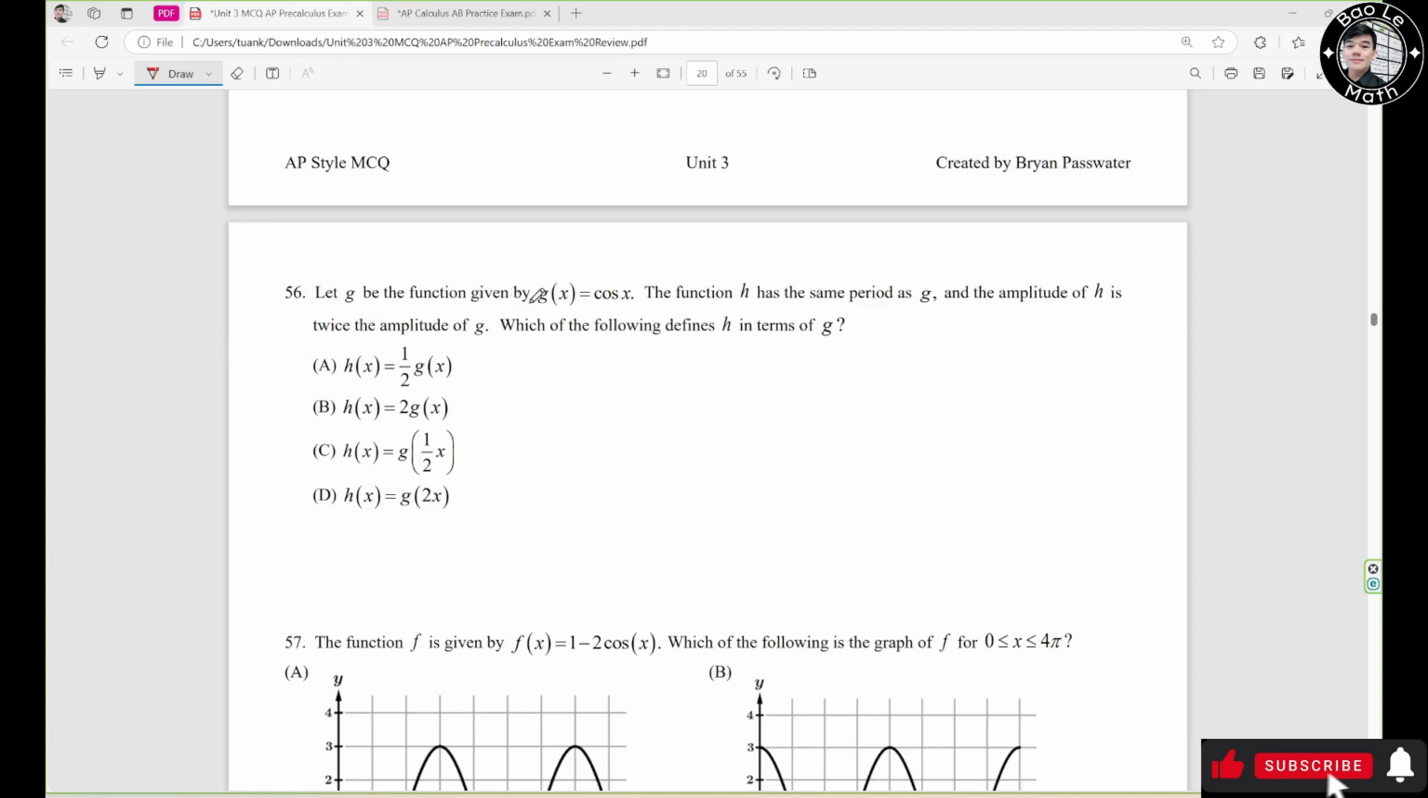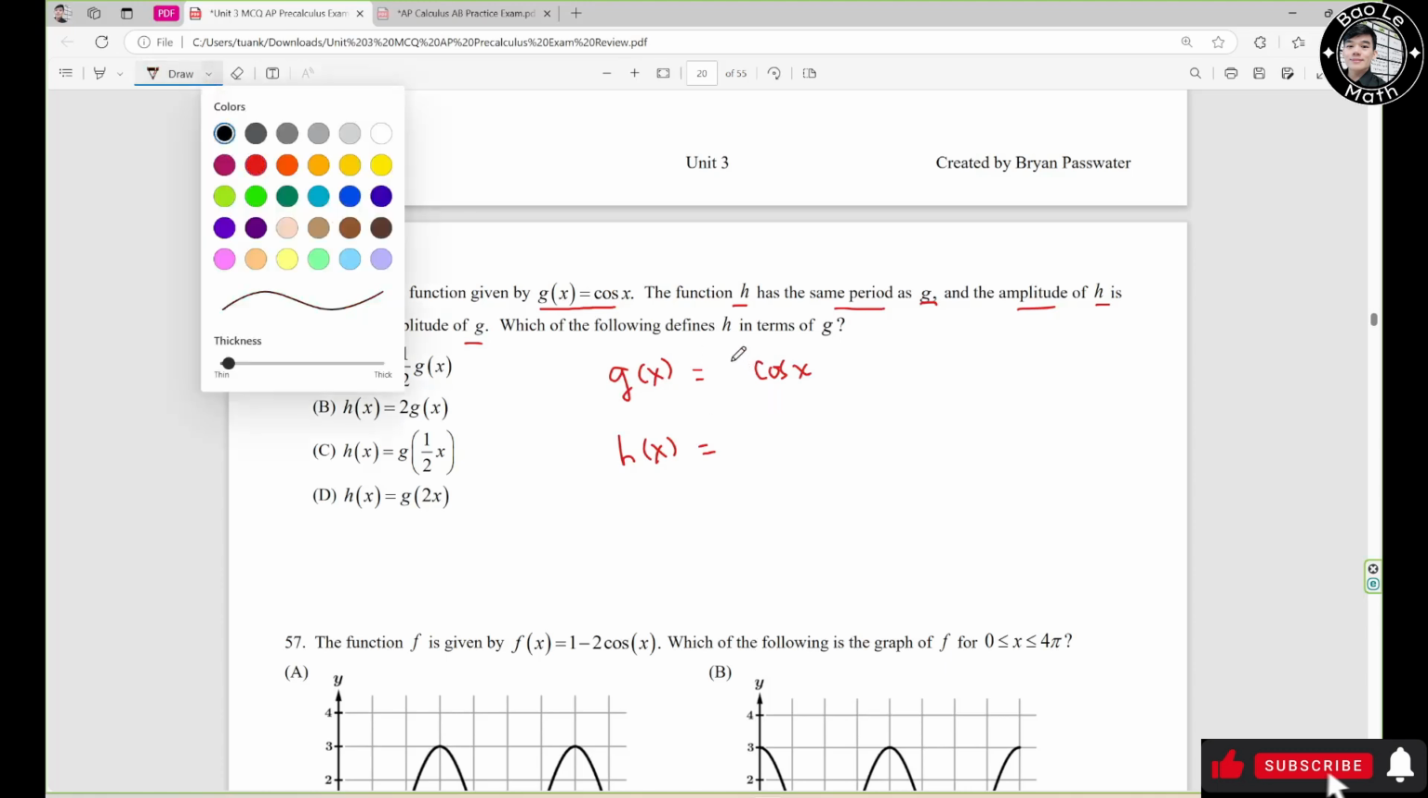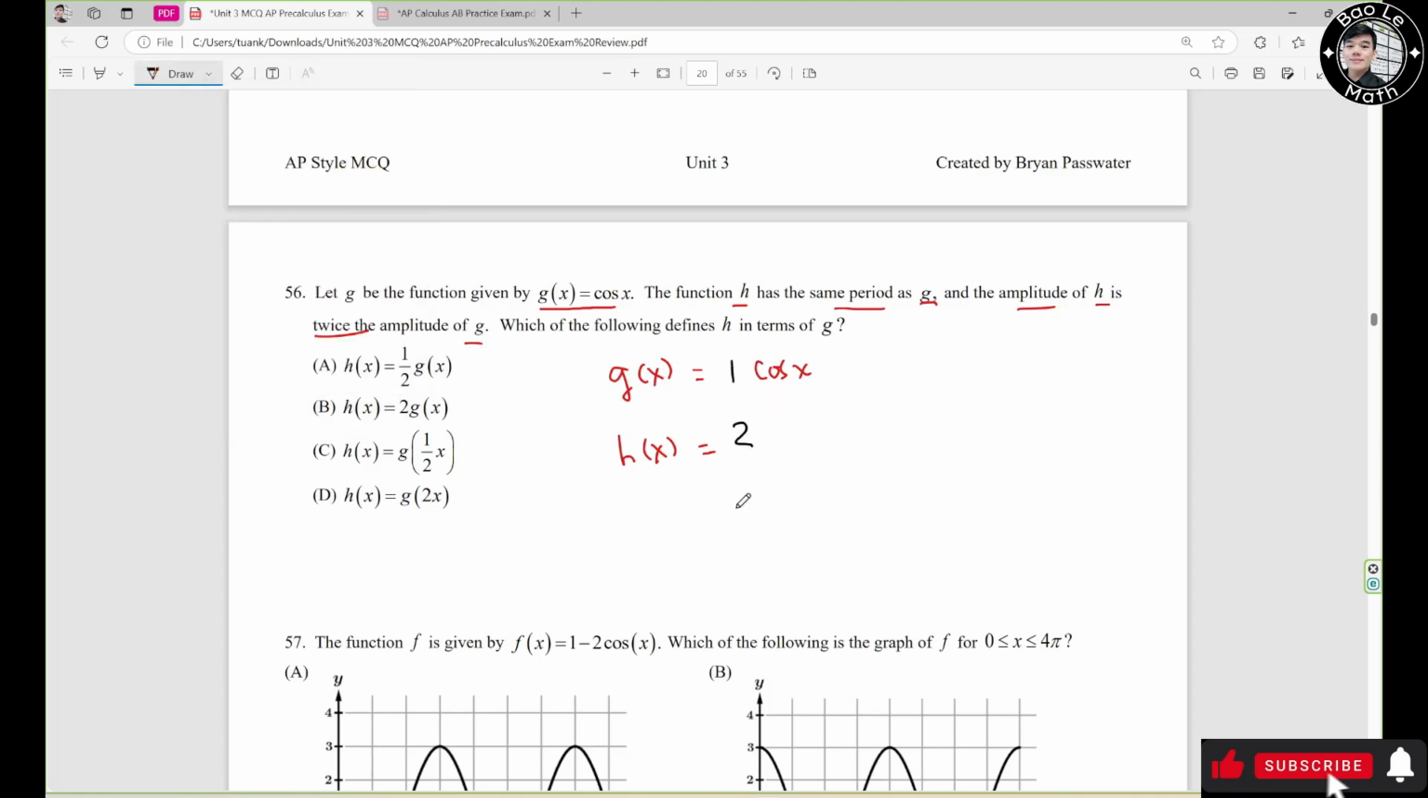Now question 56. Given the function g of s equals cosine s, the function h has the same period as the function g. The amplitude of the function h is twice the amplitude of the function g. So the function h of s equals, look at the function g right here, amplitude equals 1. So this must be 2, so it should be 2 cosine s. So the answer must be B.